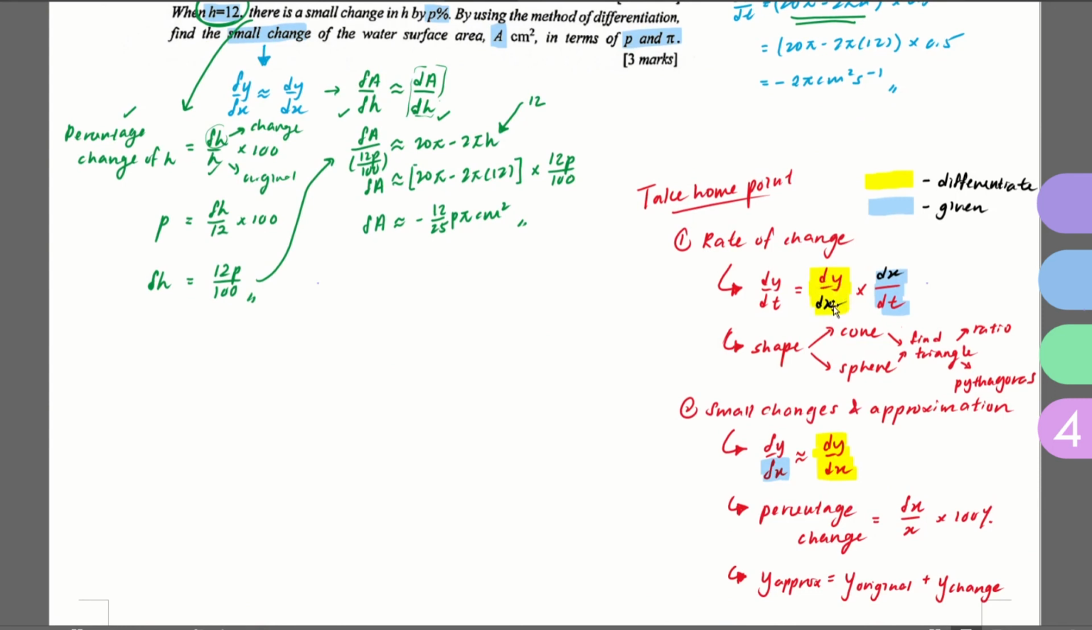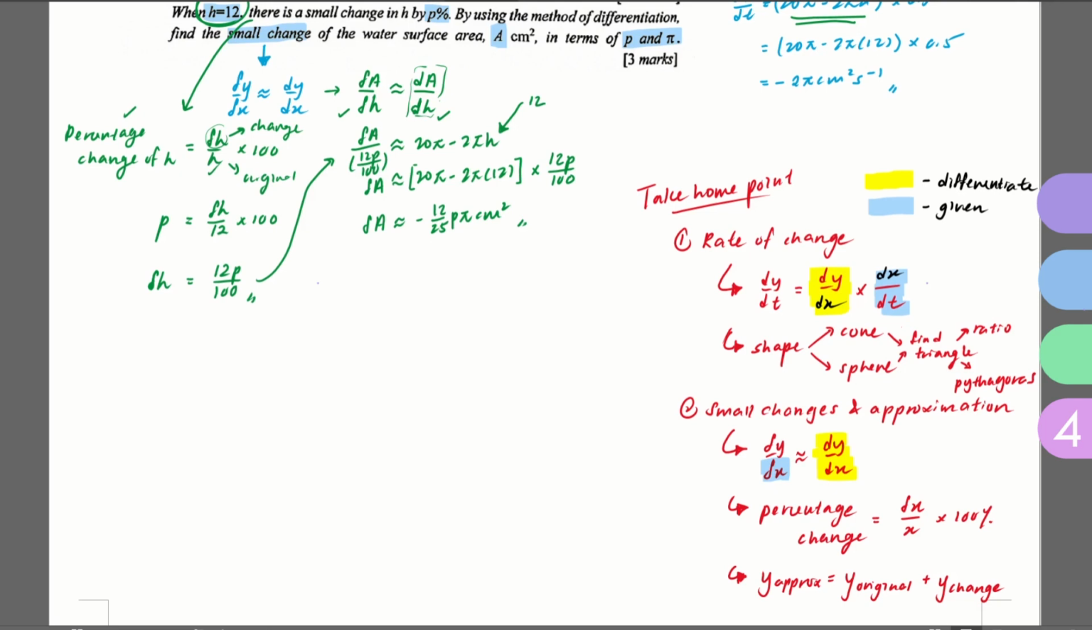And dx over dt will be given in the question, but dy over dx needs to be differentiated to obtain. And when it comes to finding a relationship in unknowns, we can use two shapes, either cone or sphere, which is our case. So both of them need us to find the triangle, and for cone we need to find a ratio, and for sphere we need to use the Pythagoras theorem to form the equation.